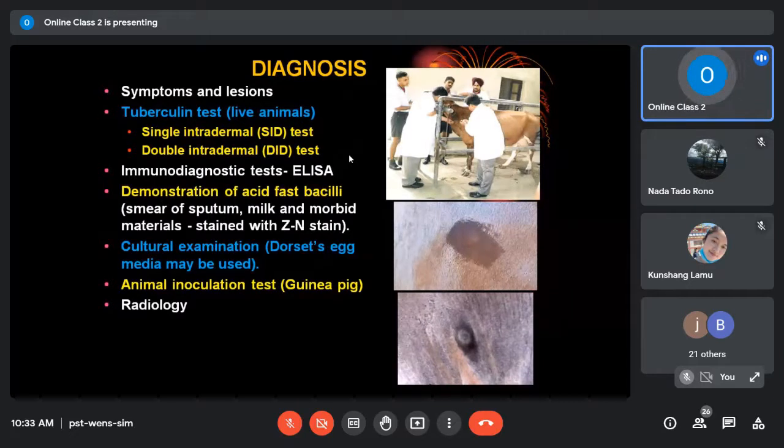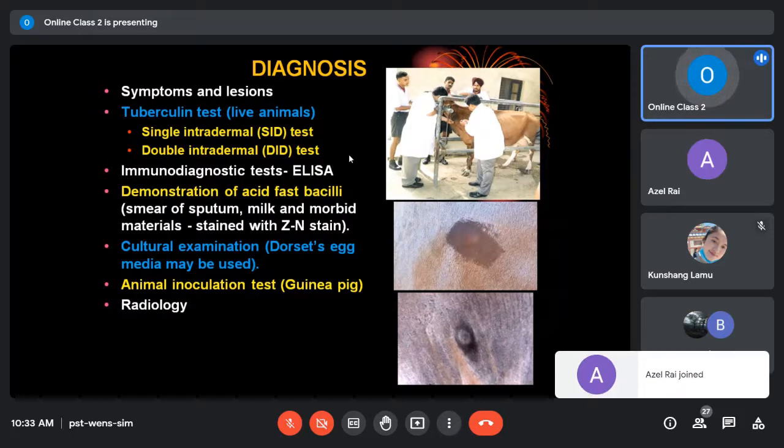Then demonstration of the particular organism, Mycobacterium. They are acid-fast bacilli. And we make a smear from the sputum, sometimes the milk and other morbid materials, and it should be stained by the Ziehl-Neelsen stain.